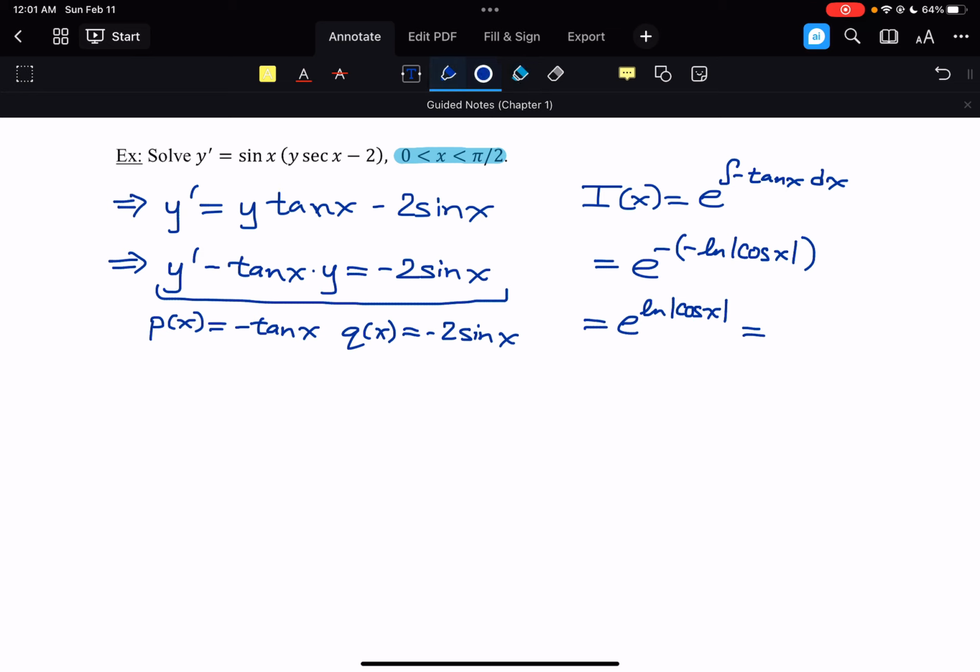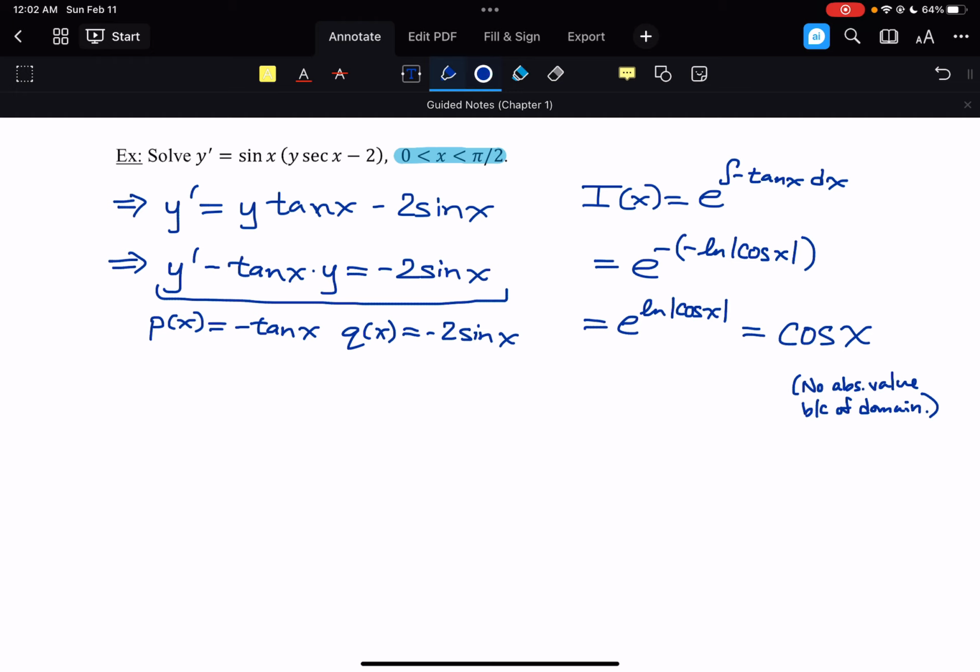We are on the interval 0 to pi over 2 for x. On 0 to pi over 2, cosine is always going to be non-negative on that interval, so we can go ahead and drop the absolute value. So no absolute value because of the domain. But that's our function I of x.